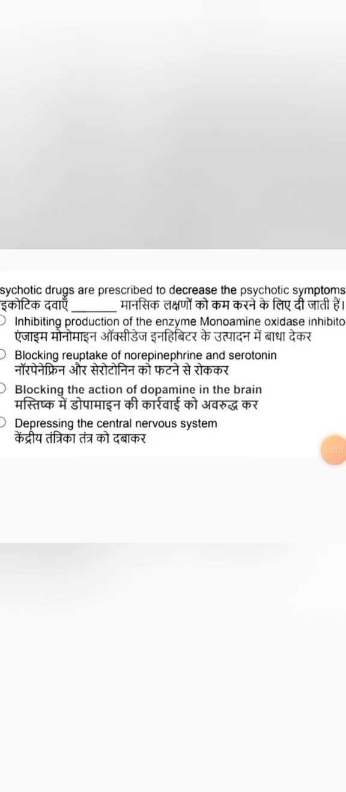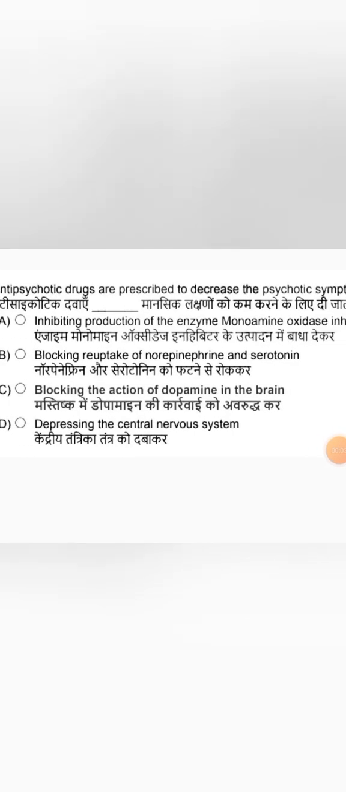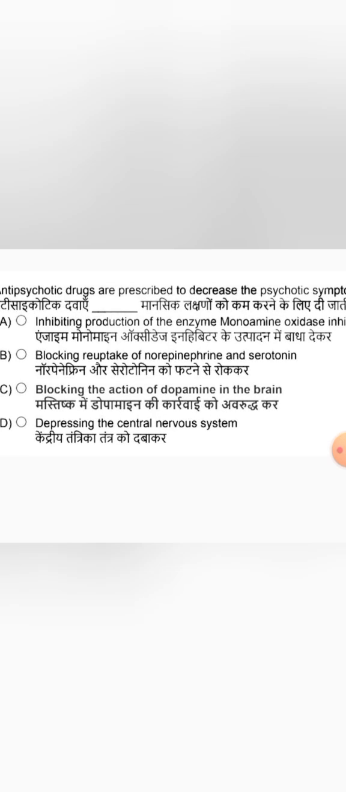And the next question: antipsychotic drugs are prescribed to decrease the psychotic symptoms by. Options: option A, inhibiting production of enzyme monoamine oxidase inhibitors. Option B, blocking reuptake of norepinephrine and serotonin. Option C, blocking the action of dopamine in the brain. Option D, depressing the central nervous system. So why are antipsychotic drugs prescribed to decrease the psychotic symptoms? It is mainly to block the action of dopamine in the brain. Option C is the correct answer.